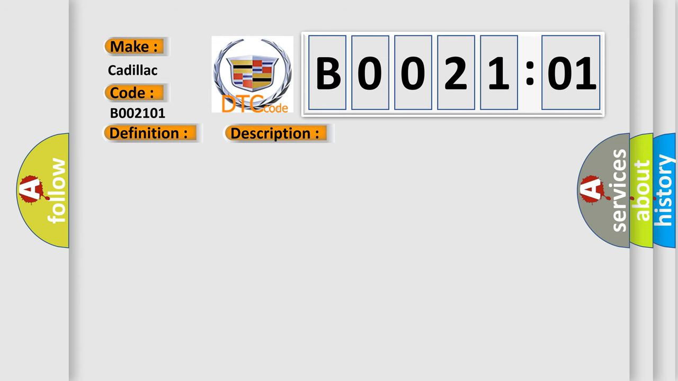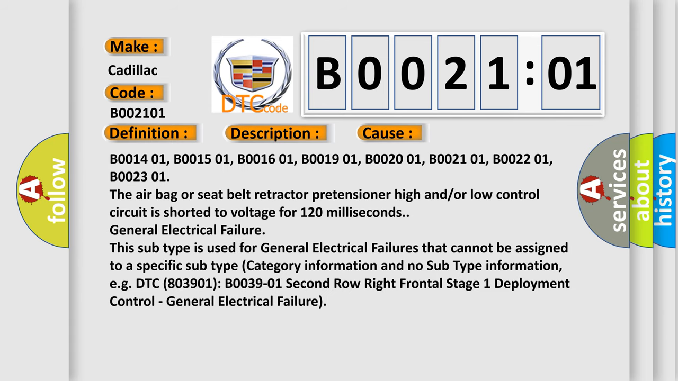This diagnostic error occurs most often in these cases: B0001-401, B0001-501, B0001-601, B0001-901, B0002-001, B0021-01, B0022-01, B0023-01. The airbag or seat belt retractor pretensioner high and/or low control circuit is shorted to voltage for 120 milliseconds. General electrical failure. This subtype is used for general electrical failures that cannot be assigned to a specific subtype category and have no subtype information, e.g. DTC B0039-01, second row right frontal stage 1 deployment control, general electrical failure.